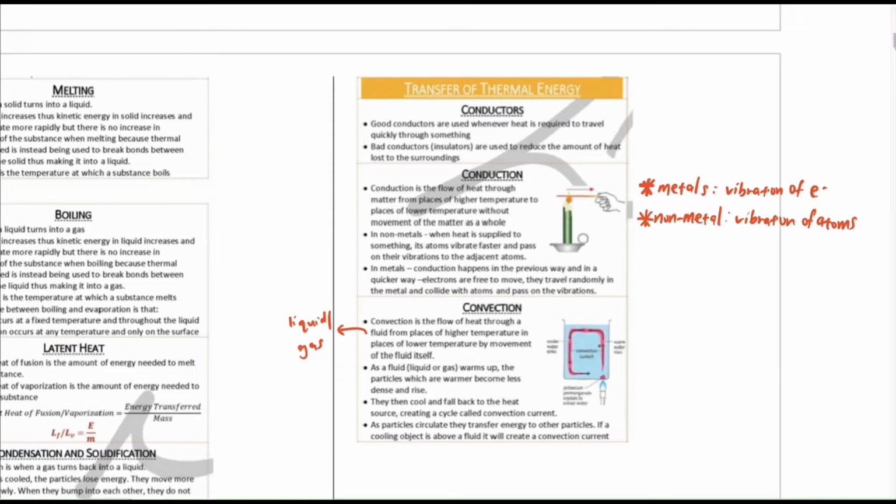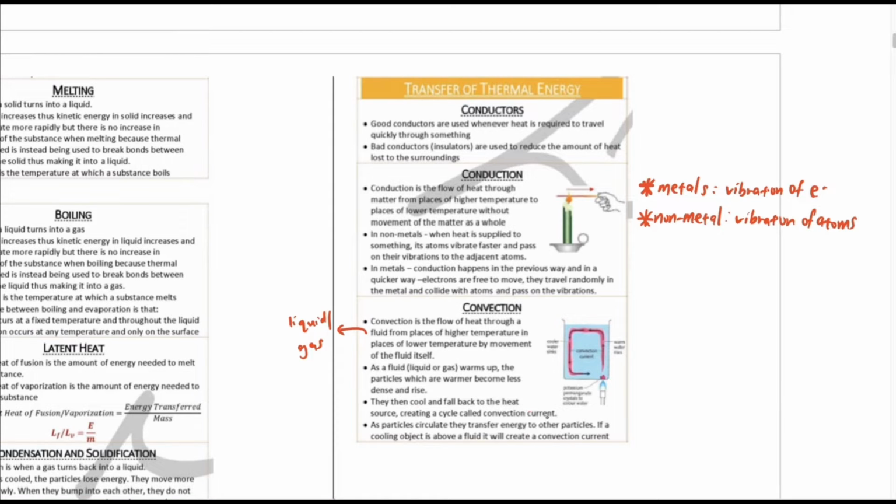So it goes up, then it cools and falls back to the heat source. So they go up and then they cool down again. I mean, it rises up and then it cools down and then it drops back to the source. Okay? So they form a cycle, creating a cycle called convection current.